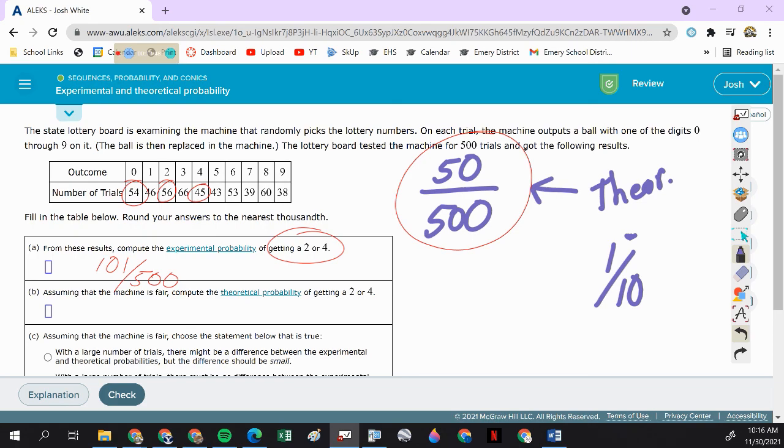Okay? What should have happened? What's the theoretical probability? If the machine is fair, what should happen when we count 2s and 4s? We expect 100 out of 500. Now they're not equal. Does that mean the machine's broken? No. Right? It's not going to be perfect. Could it be perfect? Sure. Will it be perfect? Probably not.